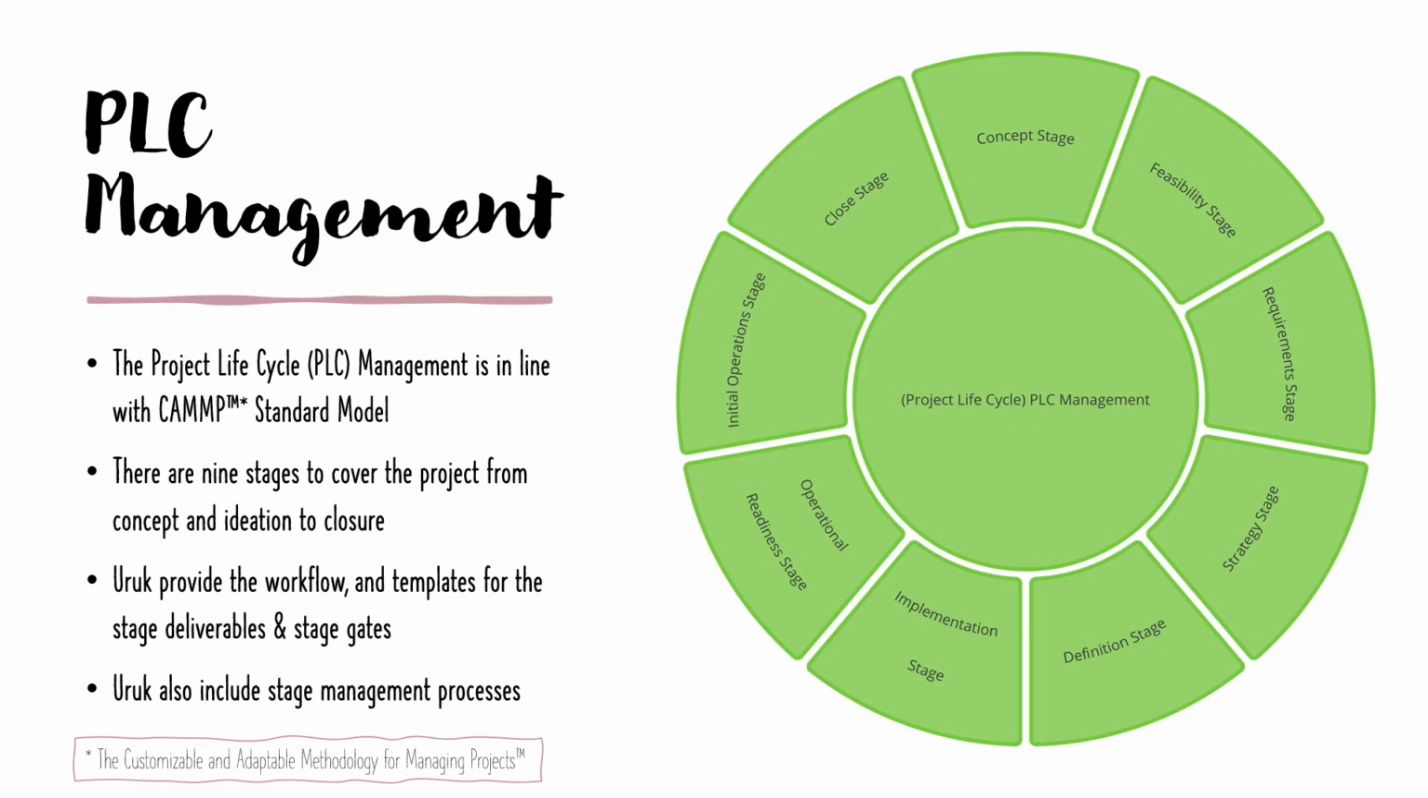For example, the concept stage will have a document called project brief. At the end of the feasibility stage, we will have 2 documents. We'll have the feasibility study report, and then once the project is approved, we have a project authorization document. So technically, every stage must have at least one stage deliverable, which has to go through a stage gate for management to decide whether to approve it or not, and whether to continue with the project or not.